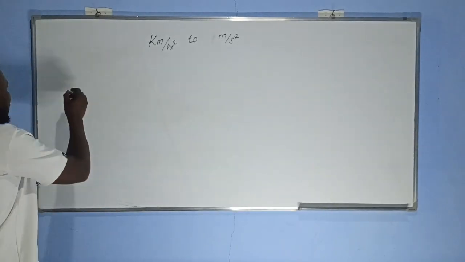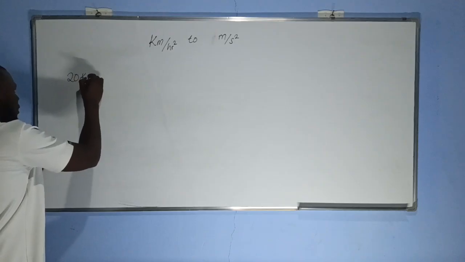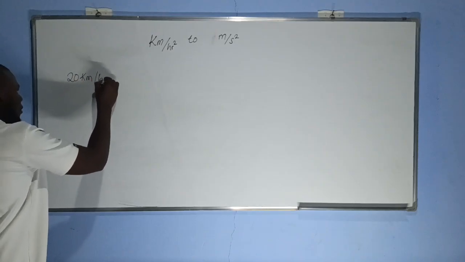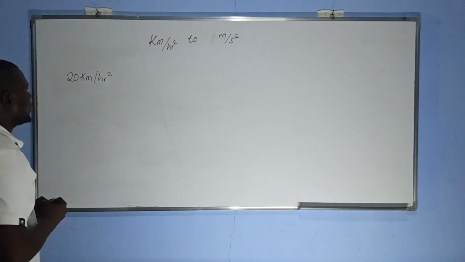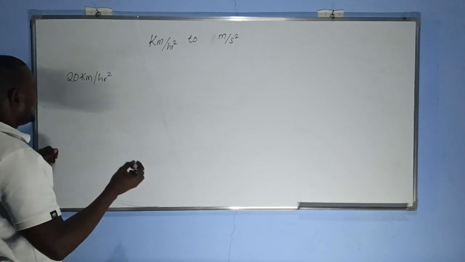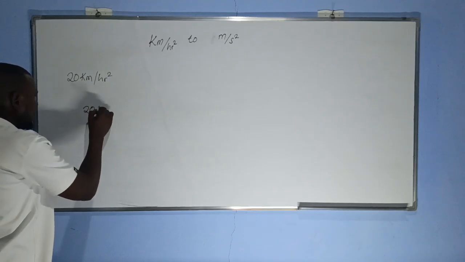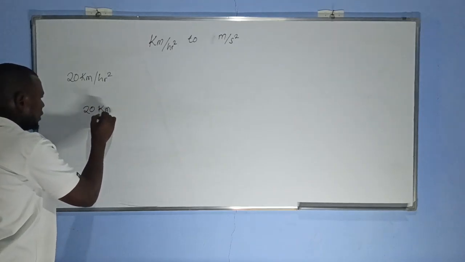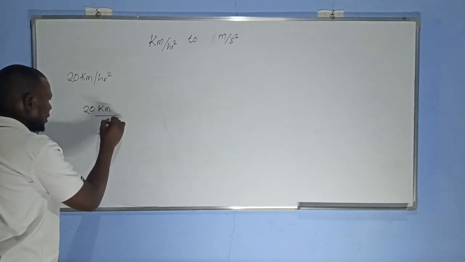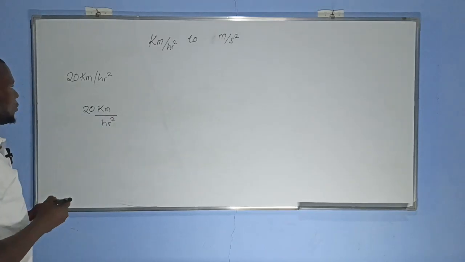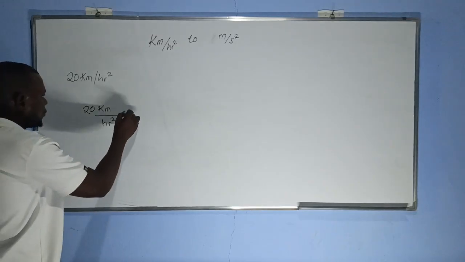So let's say we are given again 20 kilometers per square hour, and we need to convert it to meters per square second. As usual, you need to start with what you are given and write it clearly, showing the division of units. So we have kilometers that are being divided by square hour. Then you introduce your conversion.